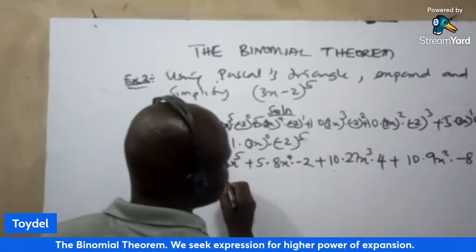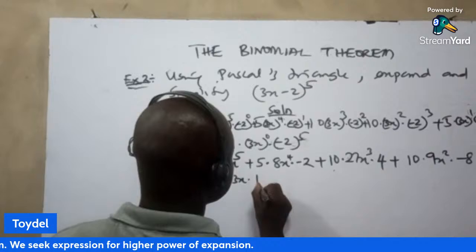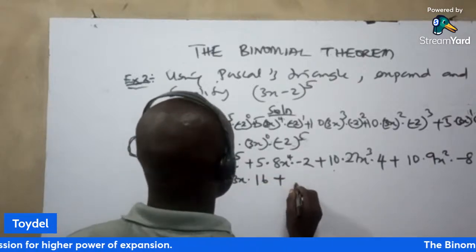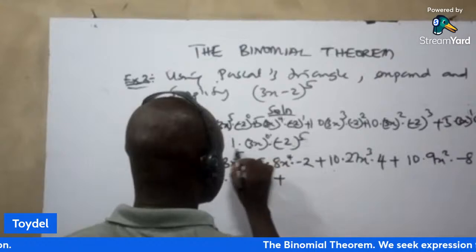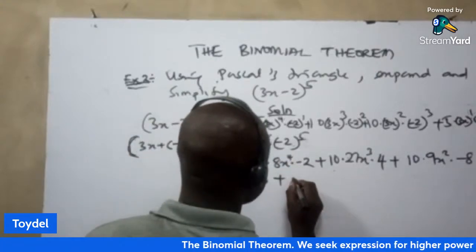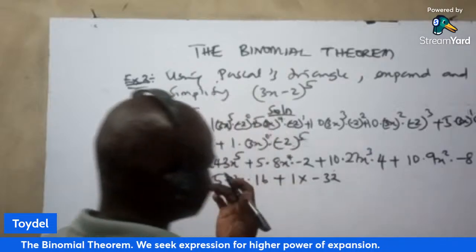Plus, what do I have there? 5 multiplied by 3x multiplied by minus, that's 16. Then plus, this is 1. 3x raised to power 0 is 1. 1 times 1. Then multiply by, that is 1 multiplied by minus 32. Because 16 times, that's minus 32.